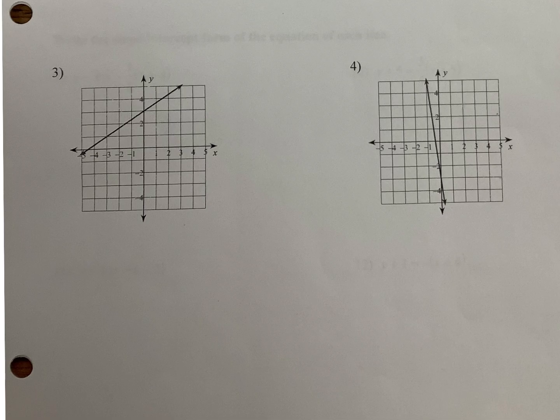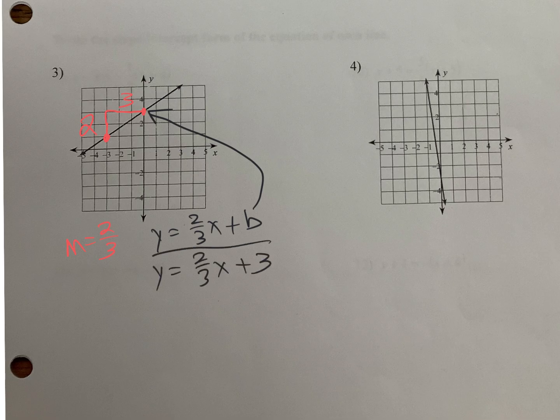So again, let's pick some points here. Pick those 2 points, and I go from the left side, I go up 1, 2, that's +2, and I run 1, 2, 3. So up 2 and over 3 is my m. So my equation is y equals 2/3 x plus b. And we do see where it crosses the y-axis. So y equals 2/3 x plus 3.